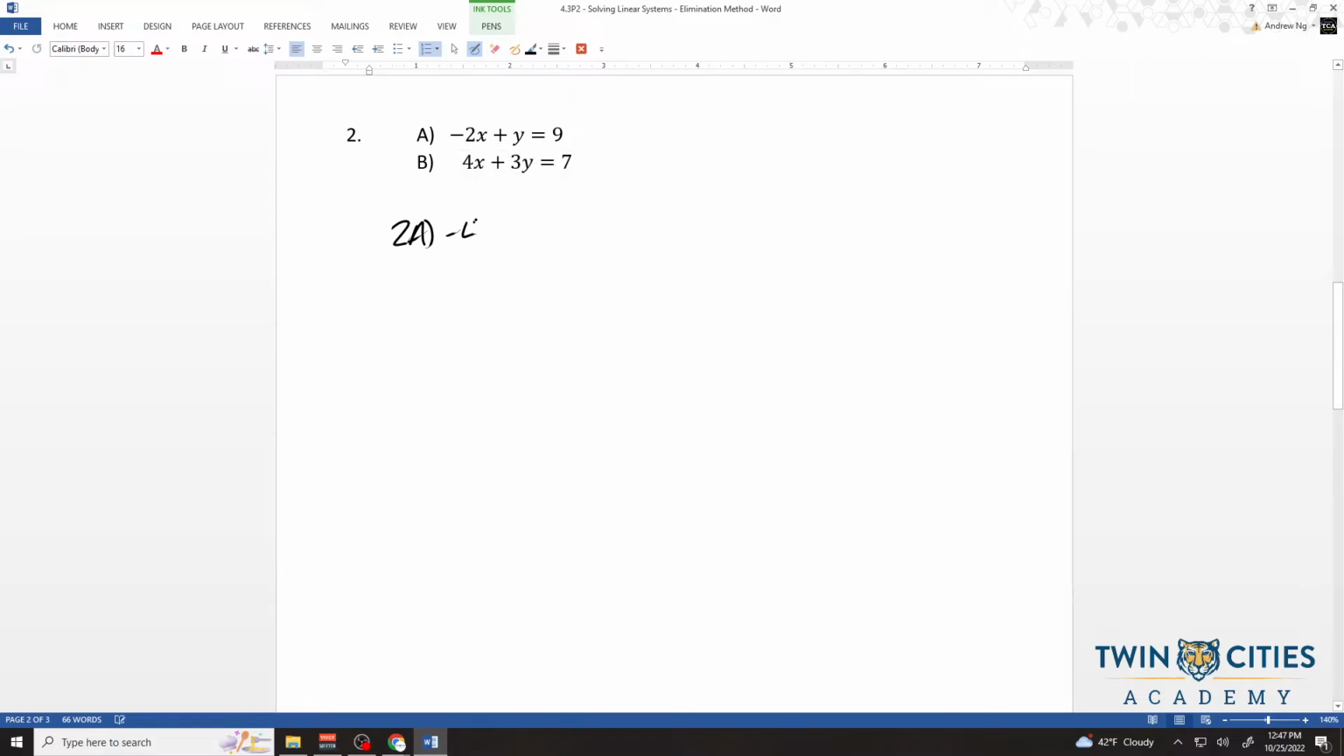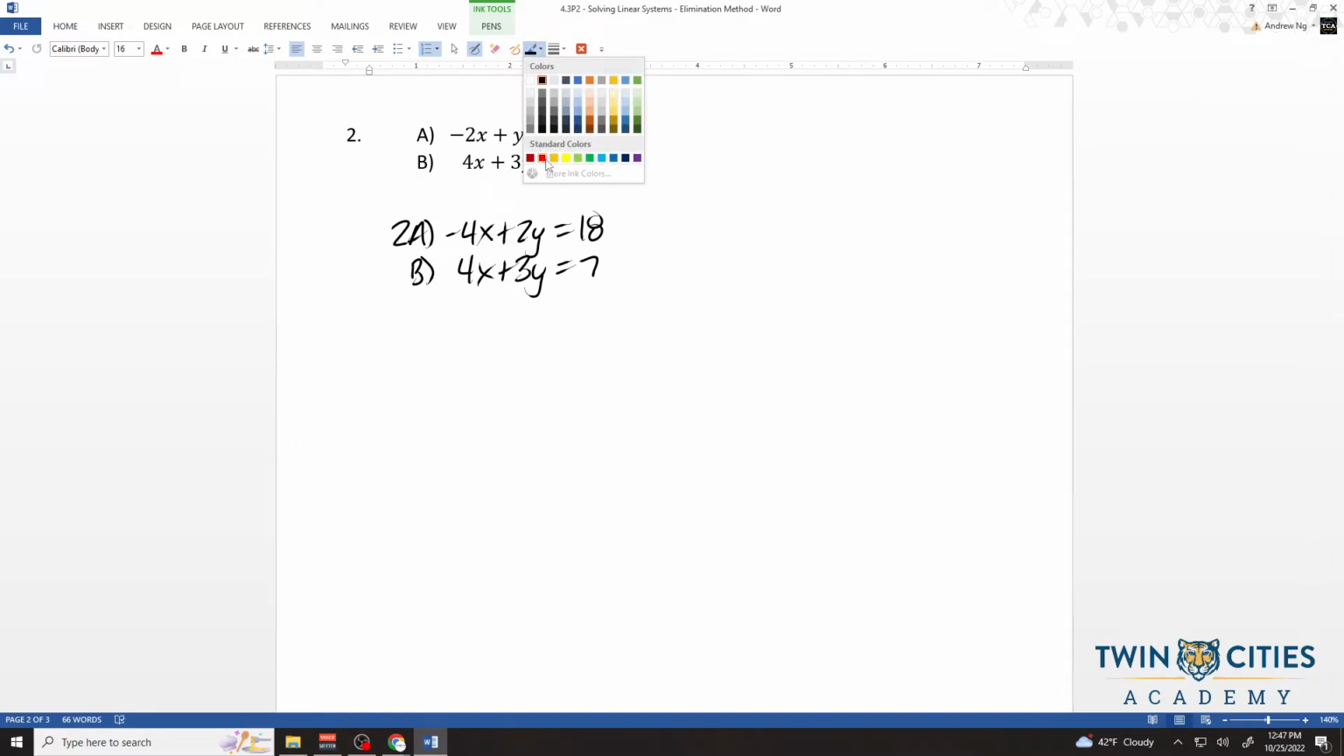Negative 4x plus 2y equals 18. And I'm just going to rewrite B right underneath. Positive 4x plus 3y equals 7. And from this, you can see that by multiplying A by 2, I was able to get the coefficients on x to be exact opposites. Negative 4x here, positive 4x here.